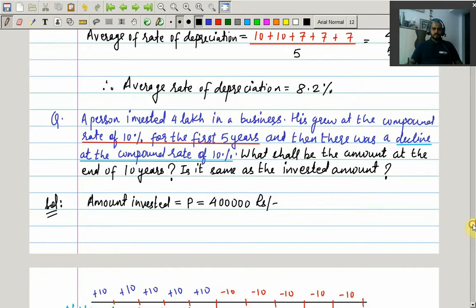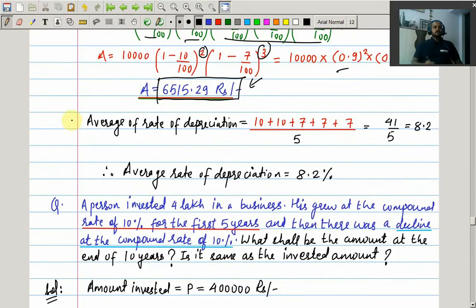Okay, so here we are. Regarding the average rate of depreciation, I have added all the rates, and there are a total of five rates of depreciation. So divided by 5, it comes to 8 2/5%.